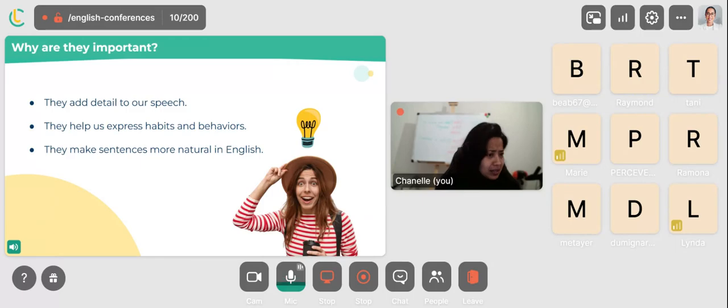Why are they important? They add detail to our speech. They help us express habits and behaviors, and they make sentences more natural in English.